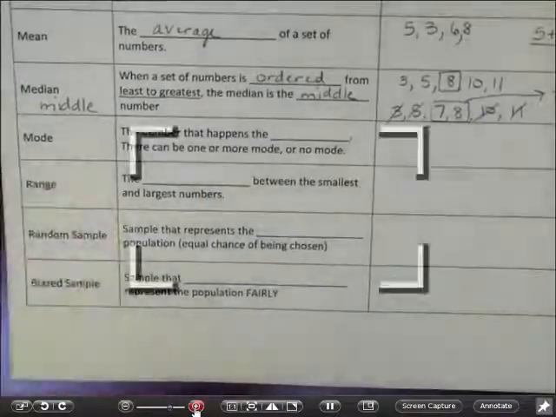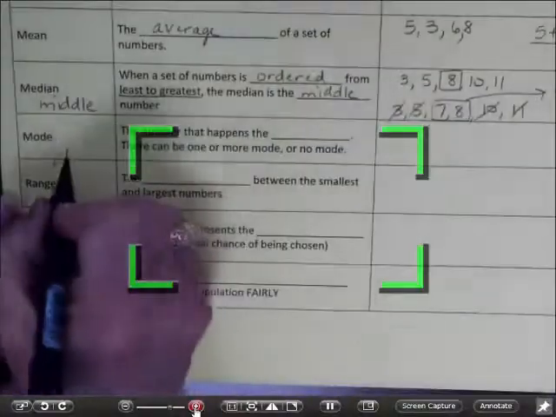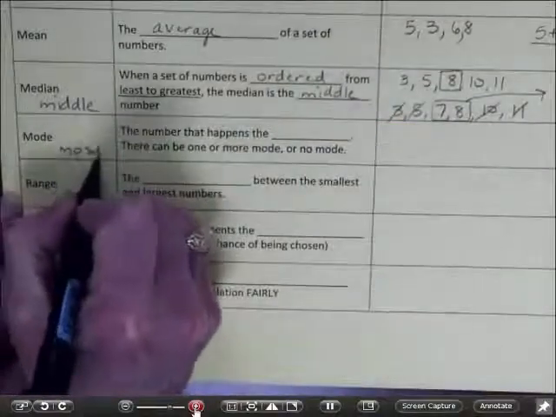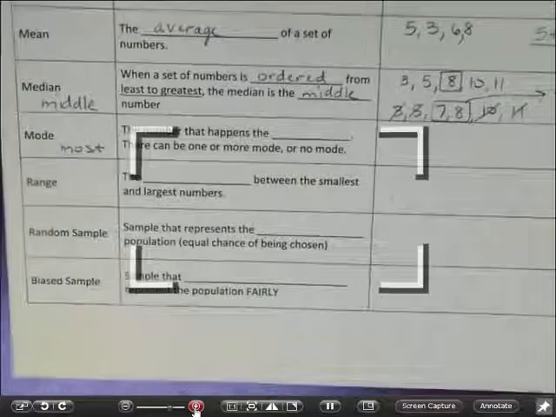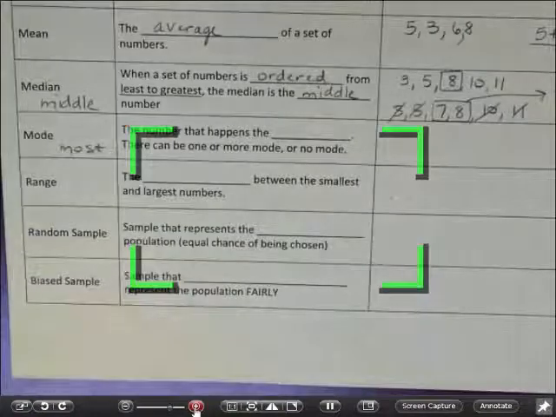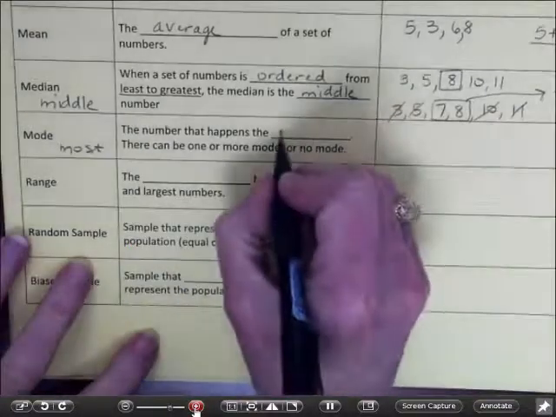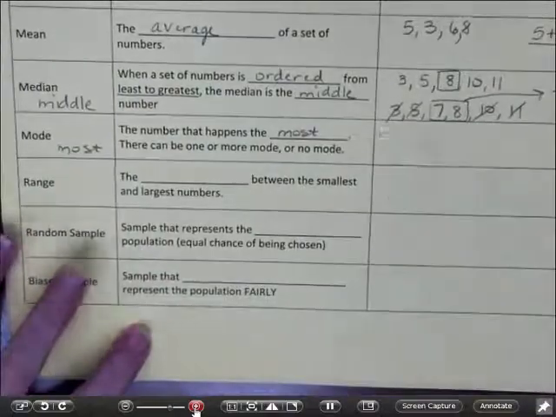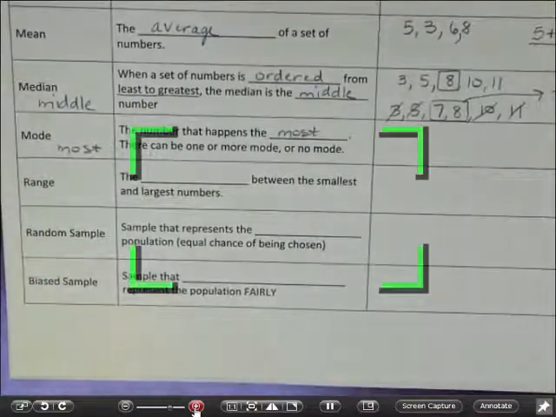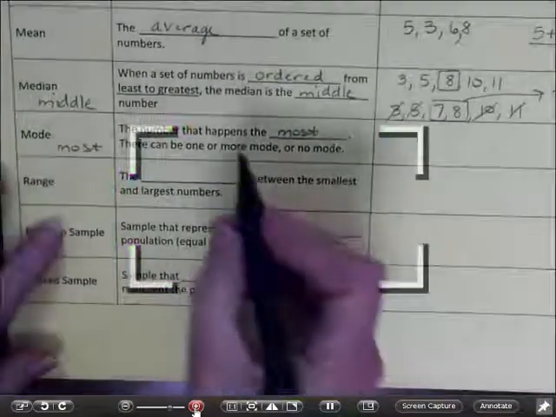Okay, mode. The key word with mode is most. And I'm going to always try to give you some key words. If you notice, median and middle have 6 letters, mode and most have 6 letters. It's the number that happens the most. And that's literally all the mode is. You look at a set of data and you go, ooh, that one happened a whole bunch. That's the mode.